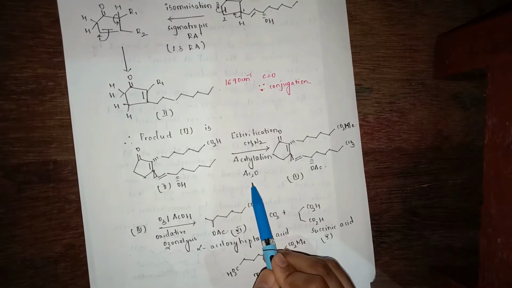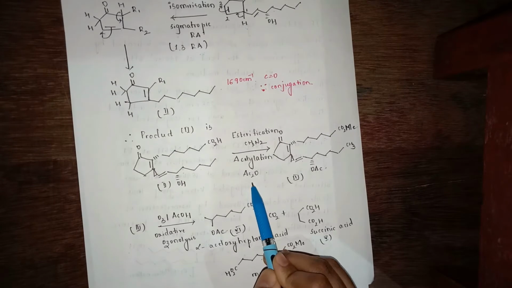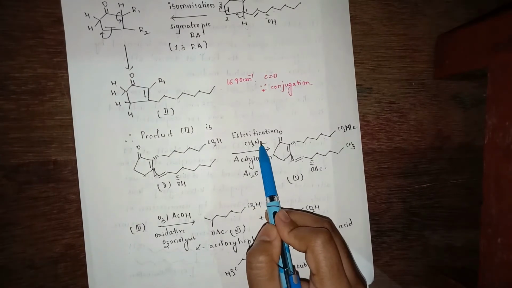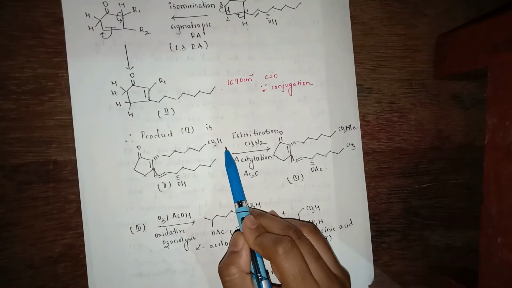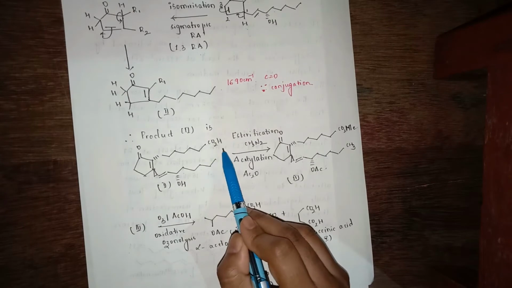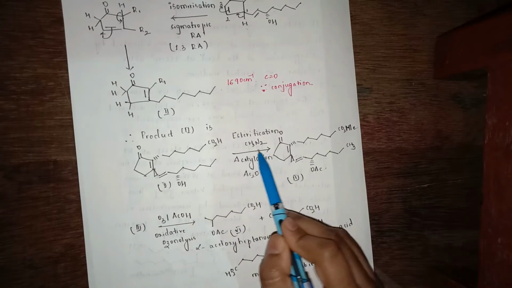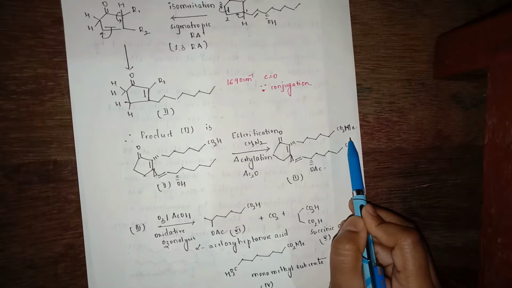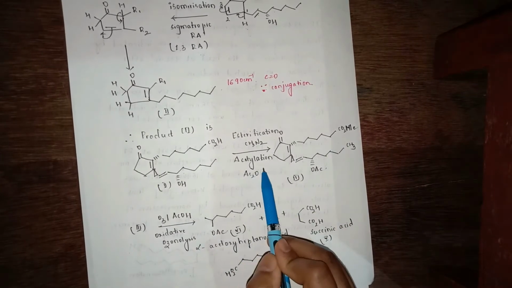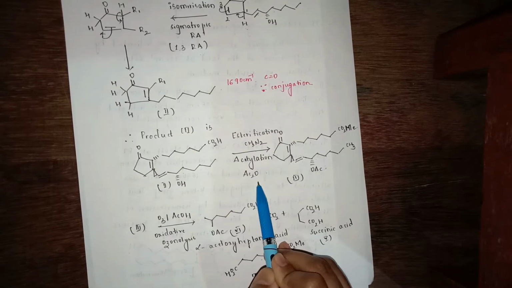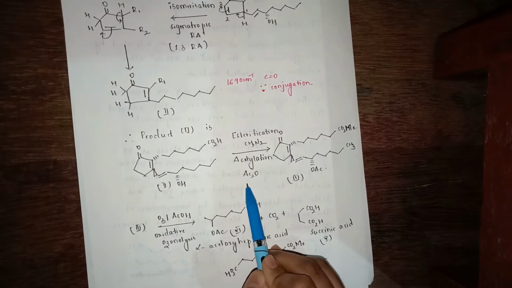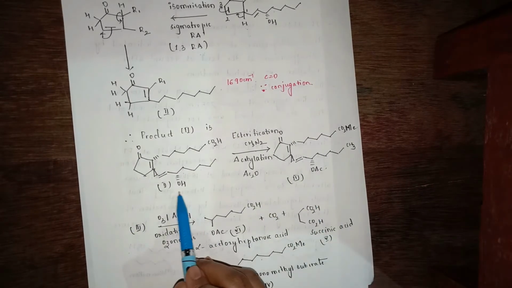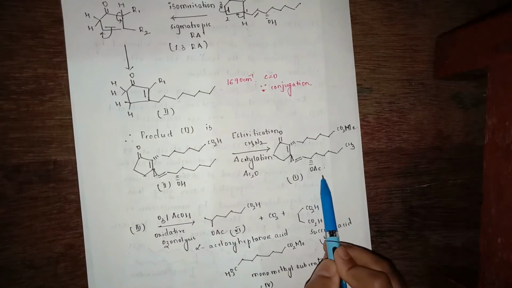Further, this compound number 2 is treated upon esterification with diazomethane, and acetylation with acetic anhydride. The meaning of esterification is that I need to utilize the carboxylic group. The CO2H group upon esterification gave me CO2Me, that is an ester group. Upon acetylation with acetyl chloride or acetic anhydride, OH will be converted to OAc.